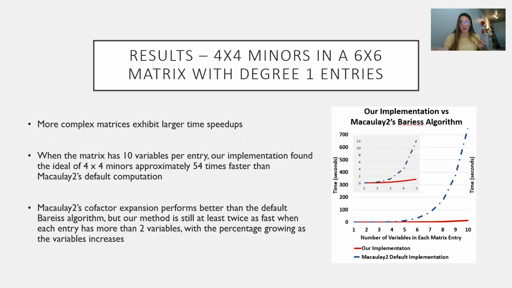And compared to Macaulay 2's cofactor expansion, again, we're going to expect that Macaulay 2's cofactor expansion is faster than its Bareiss algorithm, but since it's still doing all of these unnecessary computations, we were finding that our implementation using the cofactor expansion was still at least twice as fast when each entry had more than 2 variables, and that number was just growing as the number of variables increased.